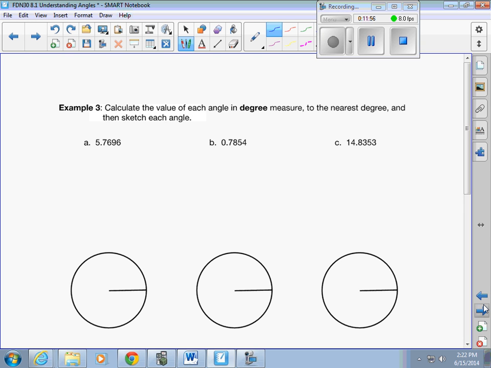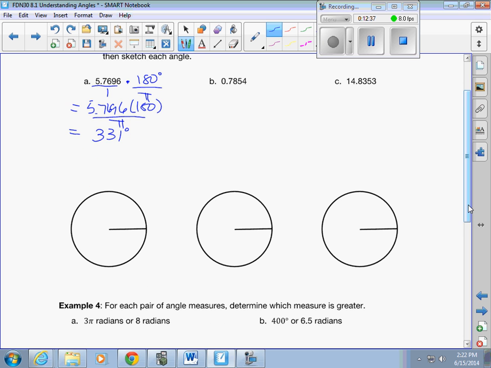Okay, example 3 says calculate the value of each in degree measurement to the nearest degree and then sketch each angle. So I'm in rads and I want to be in degrees. I need to get rid of my rads, so that means I have to put the radians in the bottom. So 5.79696 times 180 divided by pi. That leaves me with 331 degrees when I round it to the nearest degree.